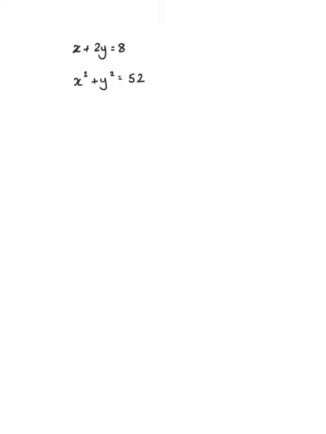So let's just have a look at another example. We'll do the same again. We're going to rearrange one of these to say either x equals or y equals. Now this is going to be easiest to do x equals, so we'll do that. So again, we'll substitute this in. So 8 minus 2y squared plus y squared is 52. And again, I'm allowed to do that because 8 minus 2y is the same as x. So if I square that, I'm still doing x squared.